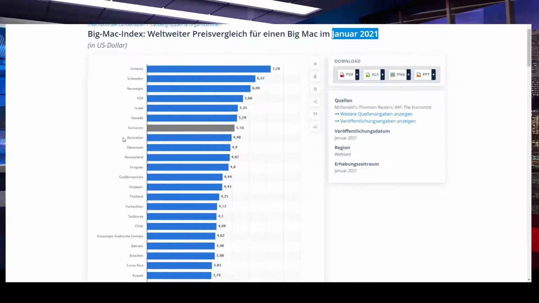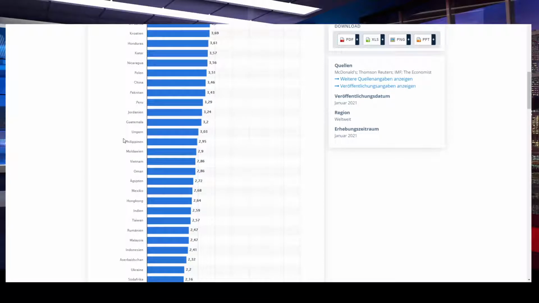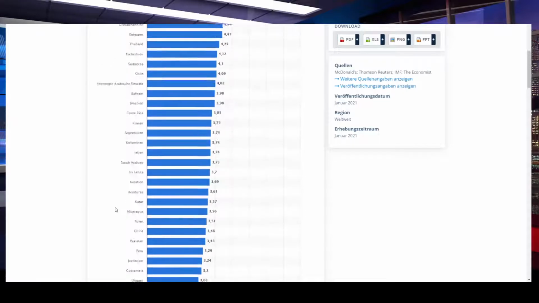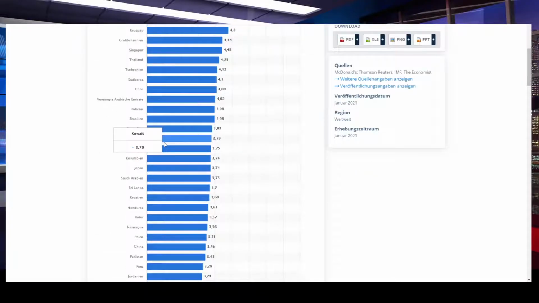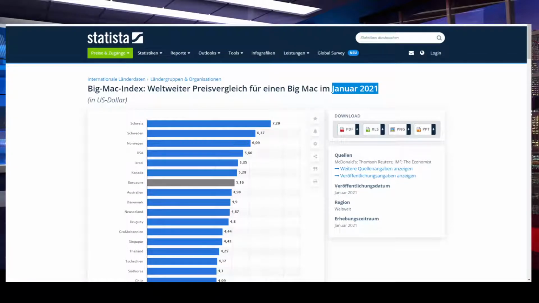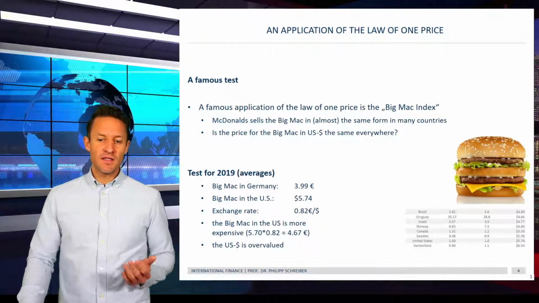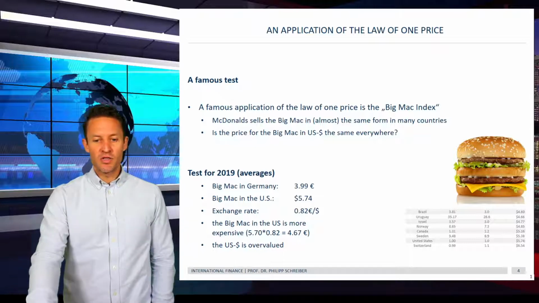You can see it is done for a whole battery of countries. It's a long list, and the cheapest Big Mac you can find is in Lebanon, where you would only pay 1.77 US dollars. And remember, if the law of one price held, the price for the Big Mac would be exactly the same in all the countries. So there should be no difference between Lebanon and Switzerland. We can conclude that the law of one price is a nice idea, but not applicable in real life to predict exchange rate changes.